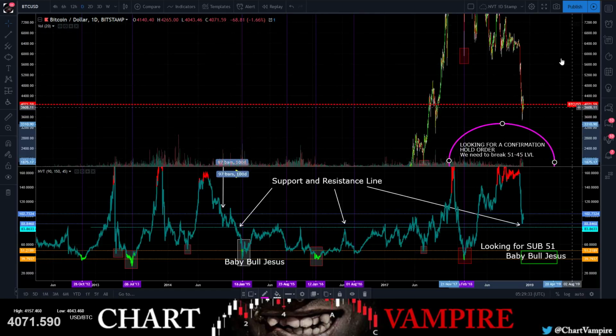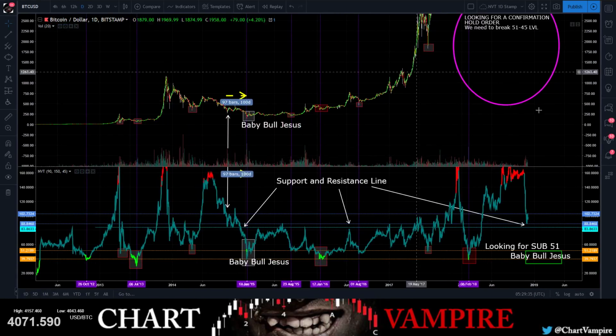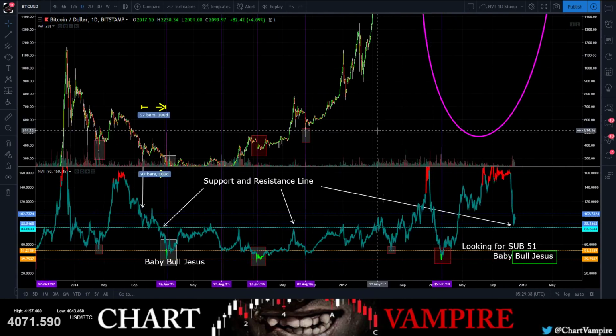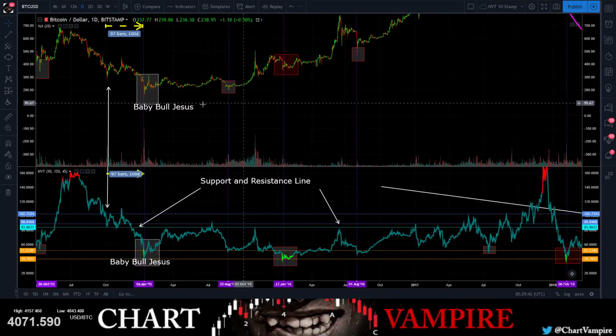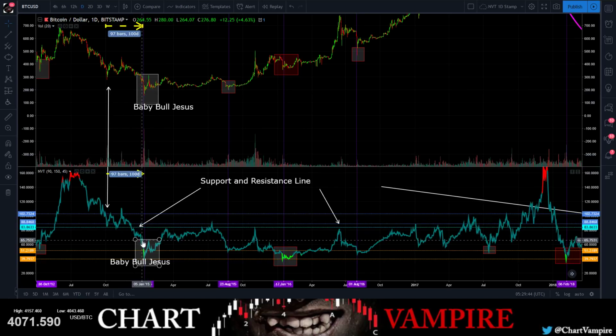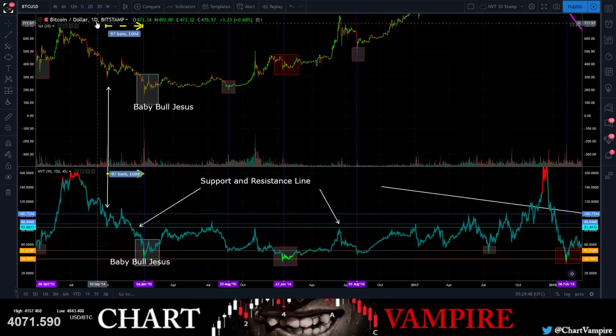Okay, so if we go back and we want to find when we found Baby Bull Jesus, all the way back here. Right there, it is. So this is it. Now, this thing fell a long way in a very short period. This is a daily chart here, right? This is a daily chart.